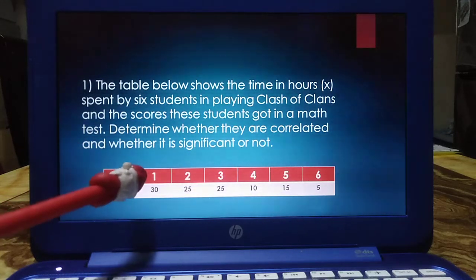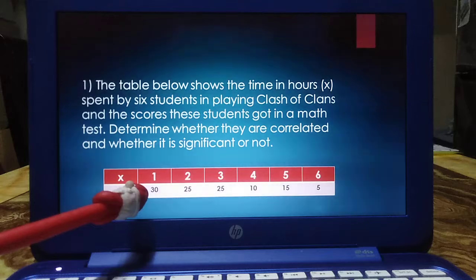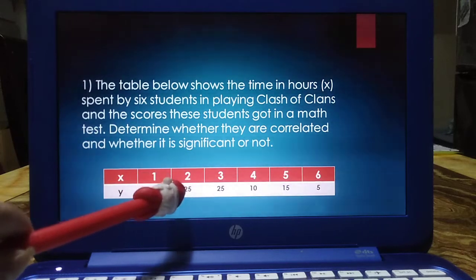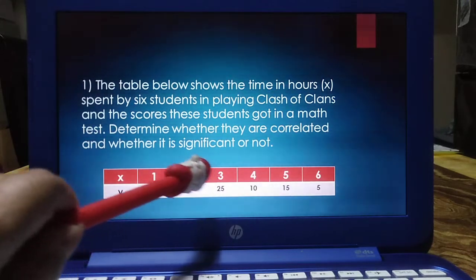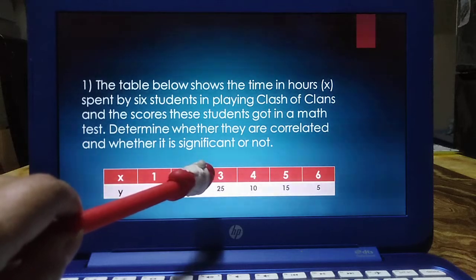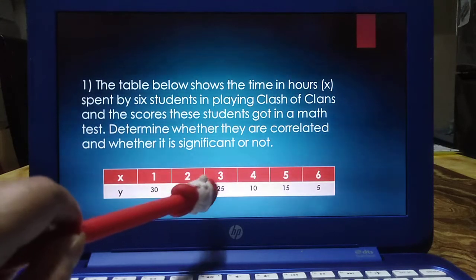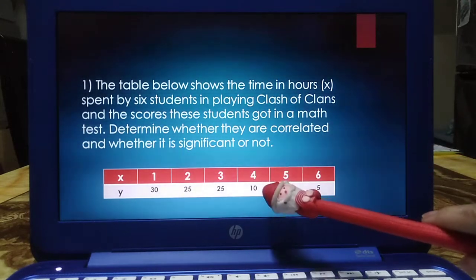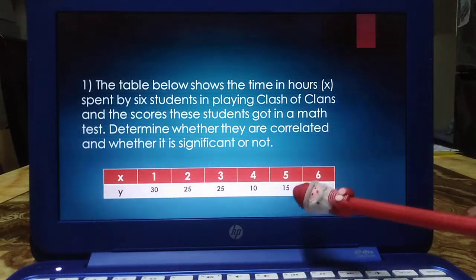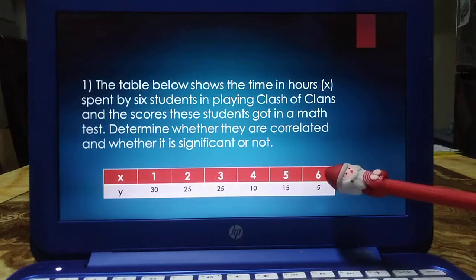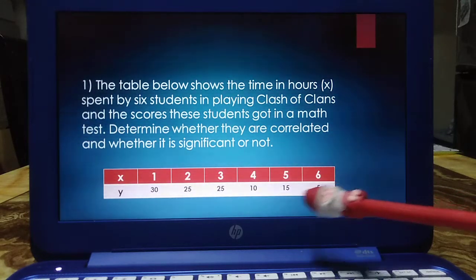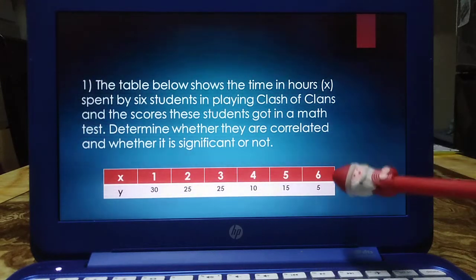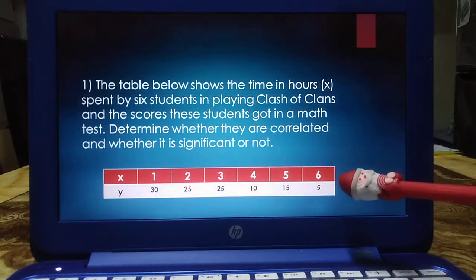So if you played only 1 hour, you get a score of 30. If you played 2 hours, you get a score of 25. If you played for 3 hours, then the score is also 25. If you played for 4 hours, the score is 10. If you played for 5, the score is 15. If you played for 6 hours, the score is 5. So these are the data taken from 6 students.